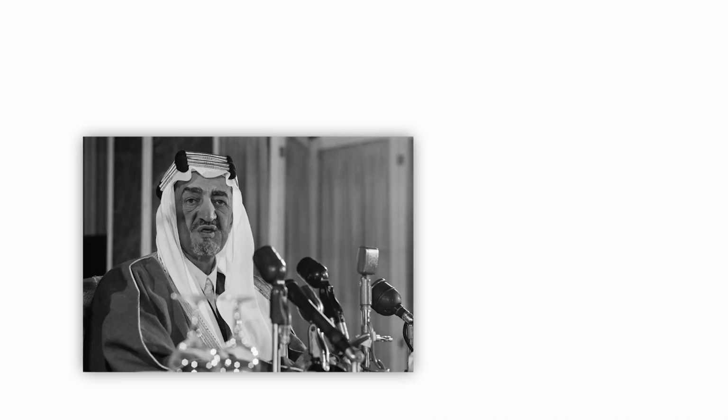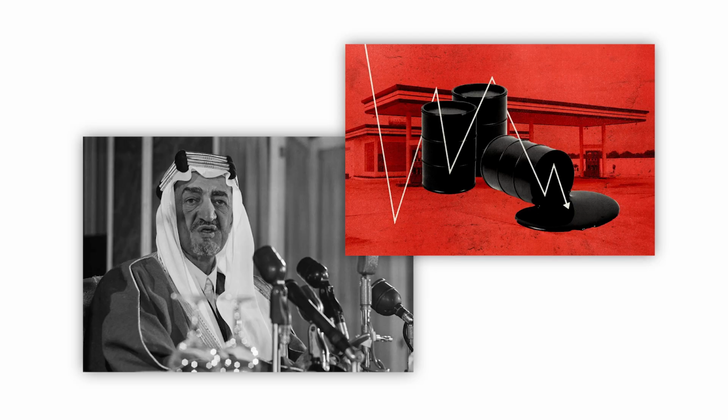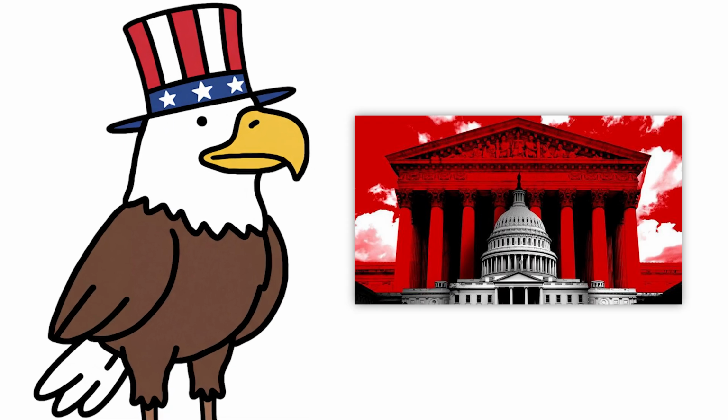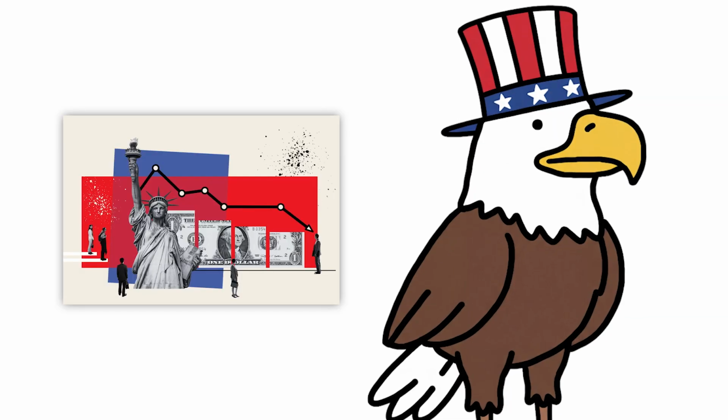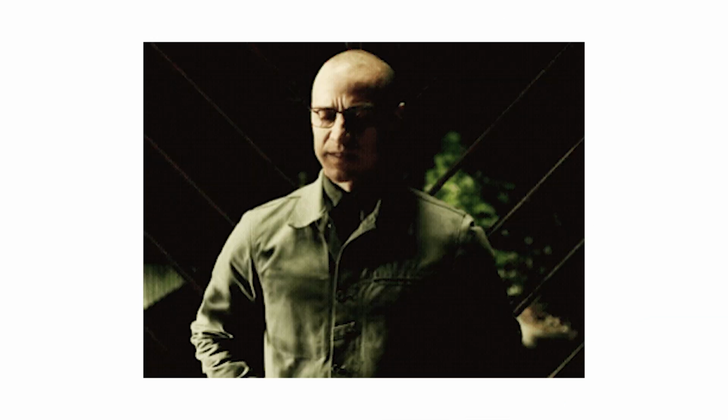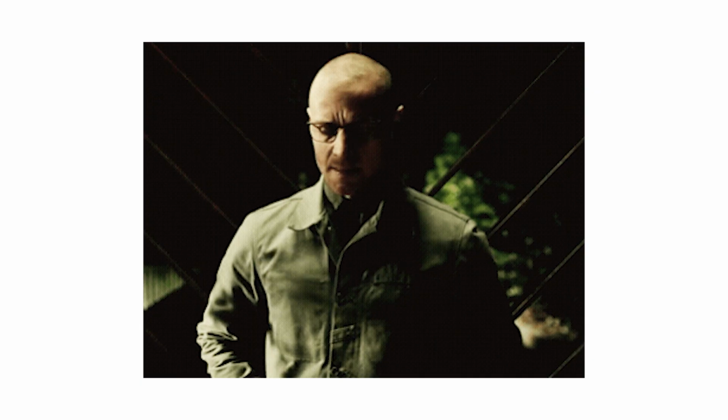The embargo officially ended on March 18th, 1974, when King Faisal lifted it, but oil prices never came back down. The era of cheap American energy was over permanently, and the country was about to learn that when your economy runs on something you don't control, everything is borrowed time.